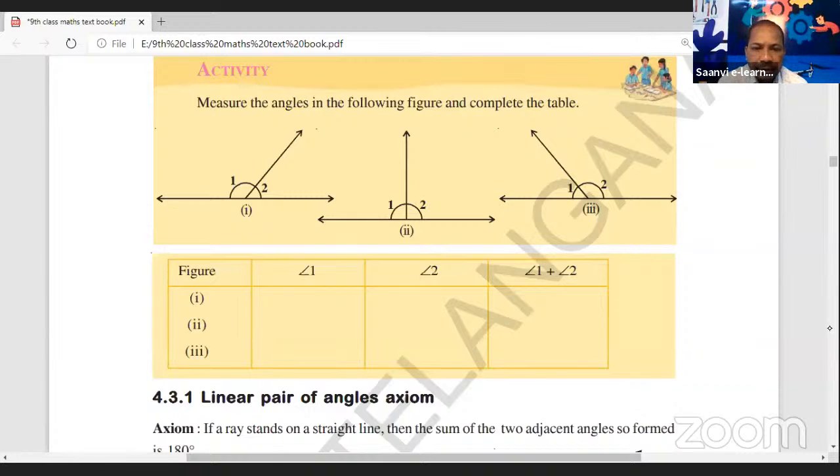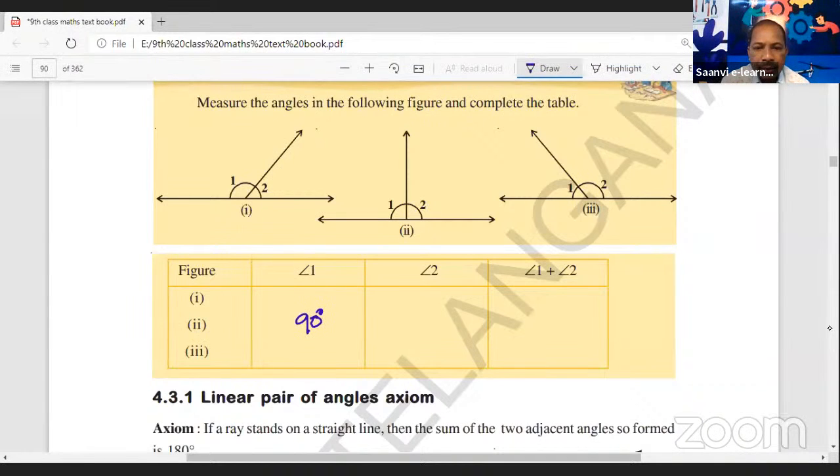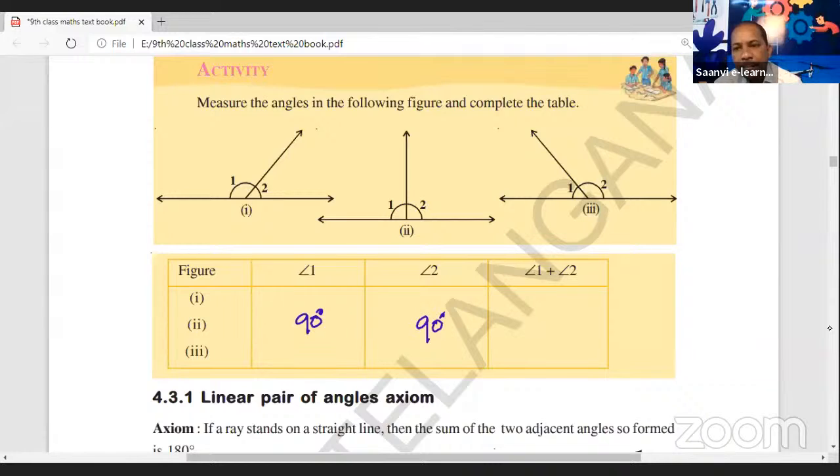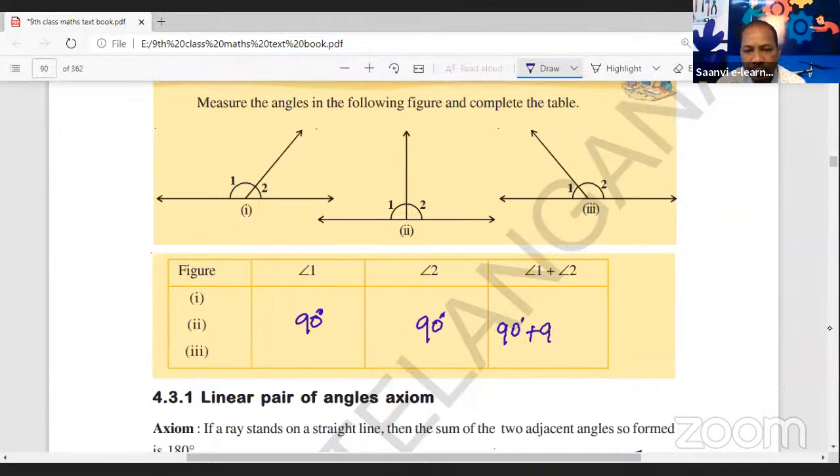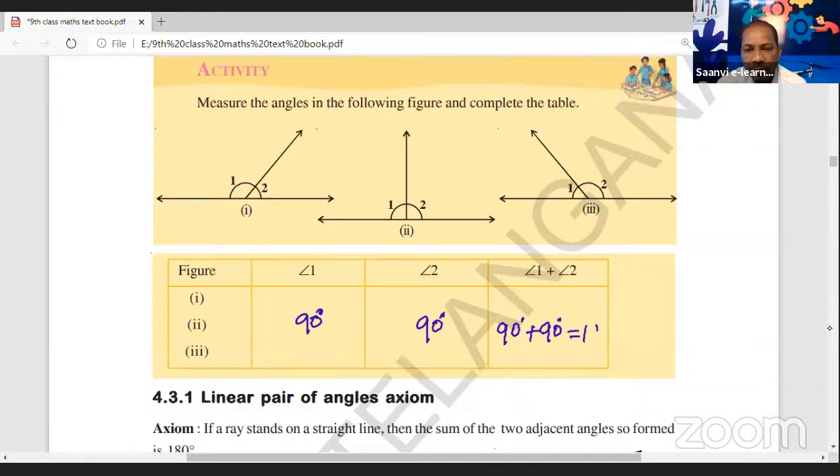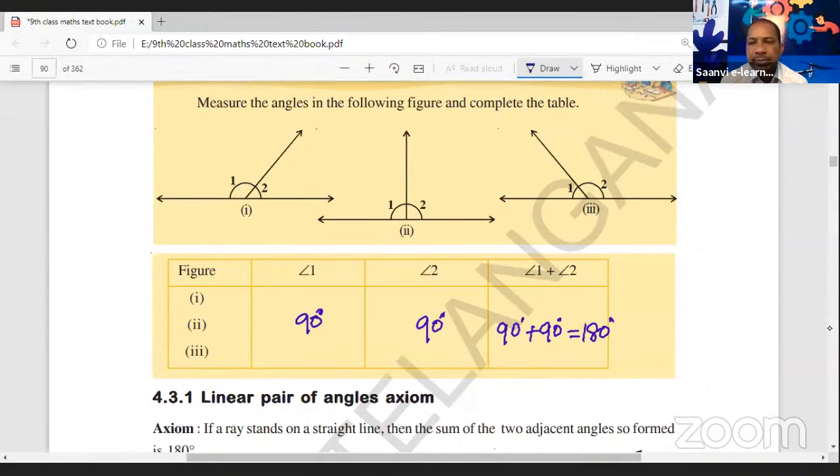And if we observe this figure 2, angle 1 and angle 2, definitely here we get 90 degrees. Angle 1 we get 90 degrees, angle 2 also we get 90 degrees. So 90 plus 90, how much do we get? Angle 1 plus angle 2 means 90 plus 90, we get 180 degrees.